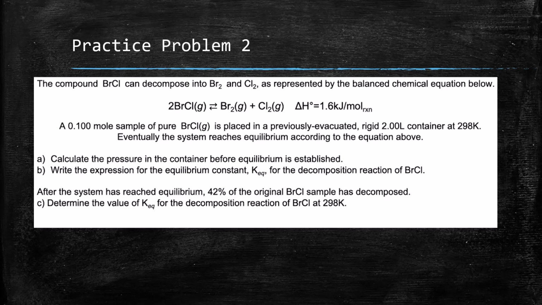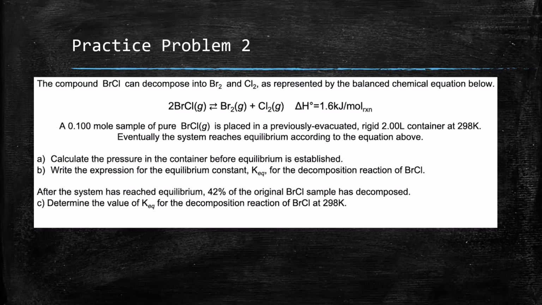Calculate the pressure in the container before equilibrium is established. And so what we're having to do now is, before equilibrium is established, try and calculate the pressure. And then part B, write the expression for the equilibrium constant KEQ for the decomposition reaction of BrCl. After the system has reached equilibrium, 42% of the original BrCl sample has decomposed. And then finally, determine the value of KEQ for the decomposition reaction of BrCl.